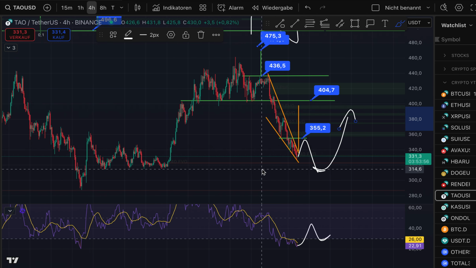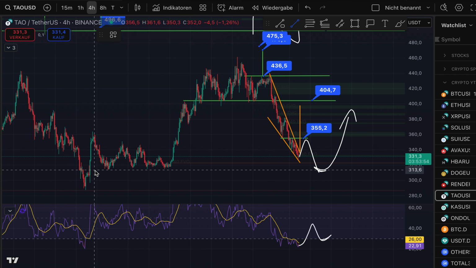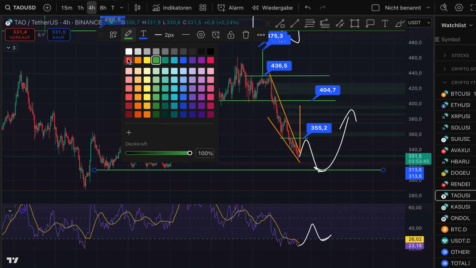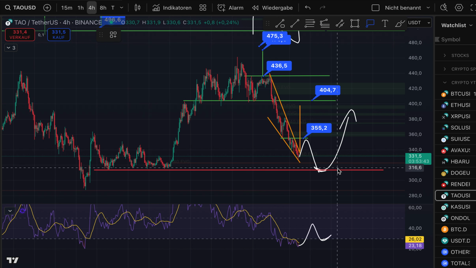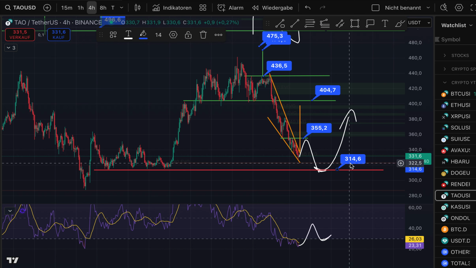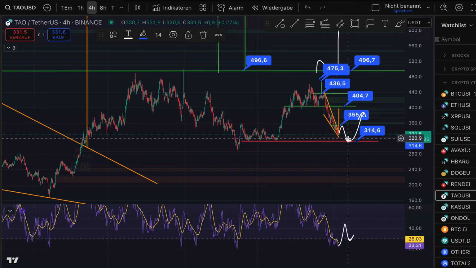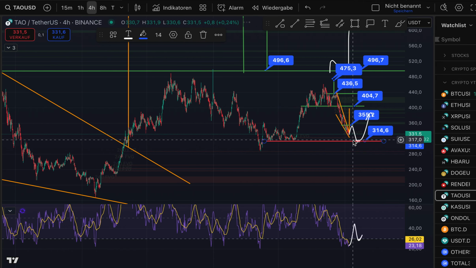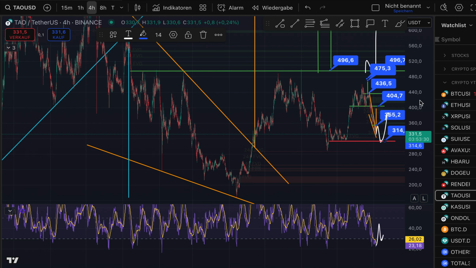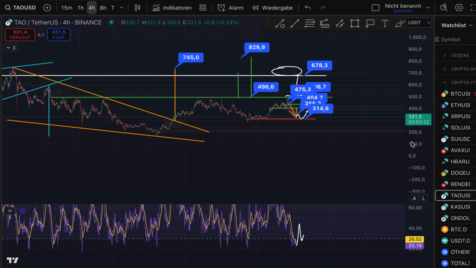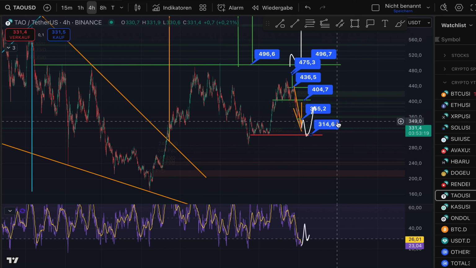But you can also see it from your left side, right here. Here we also have support. So if we lose that support at 314 US dollar, then it's not going to look good for TAO. If we hold that price mark, then it's just going to be another higher low on the bigger chart. And the bigger chart is telling me we should see the 745 US dollar, even up to 830 US dollar if we break to the upside.